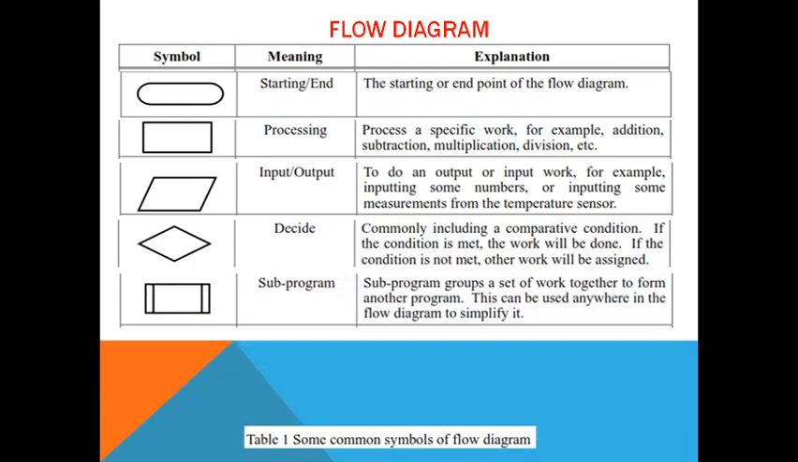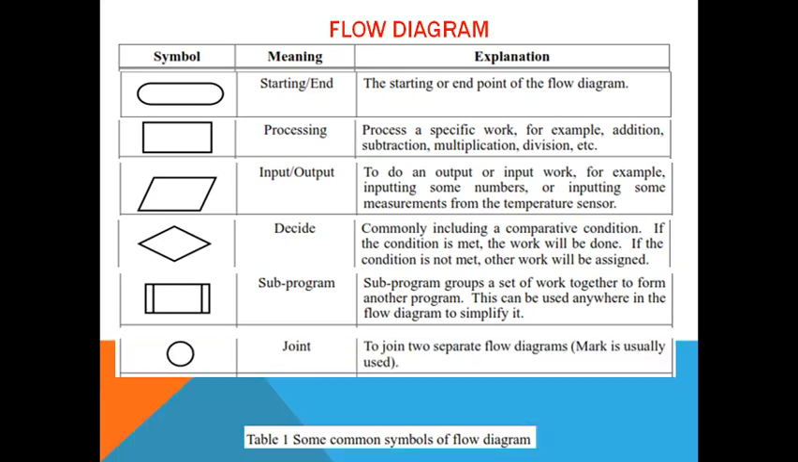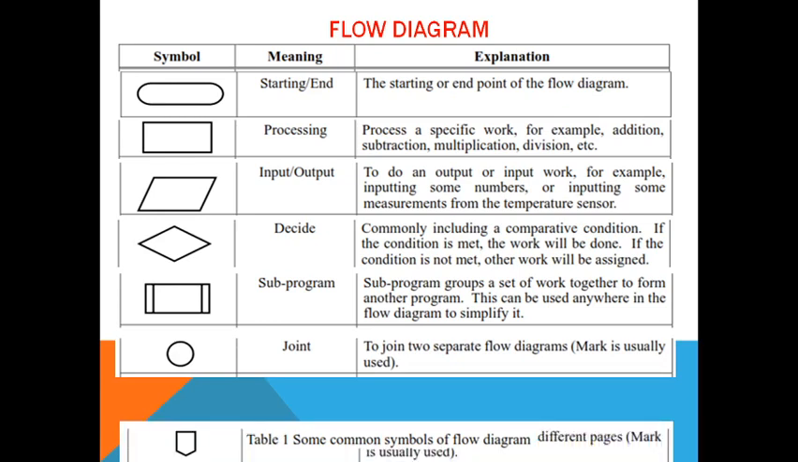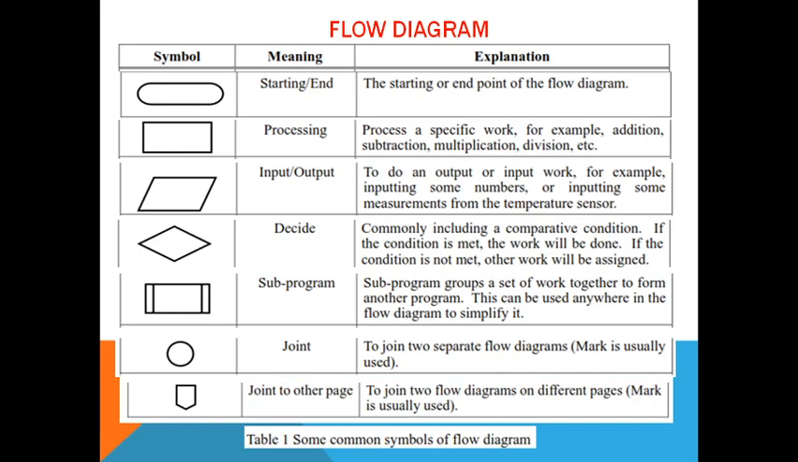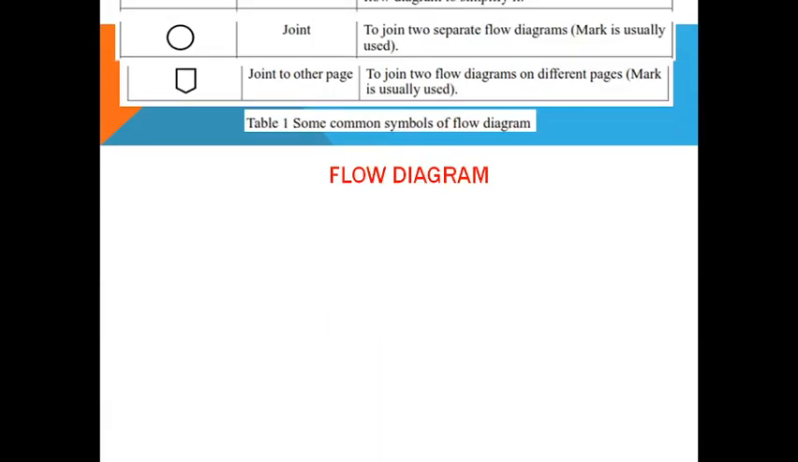The next symbol is used for subprogram. Subprograms are groups of work set together to form another program. This can be used anywhere in the flow diagram to simplify it. The next symbol is the circle, which is used for a join, to join two separate flow diagrams. The last symbol is used to join to another page. To join two flow diagrams on different pages, this mark is usually used.